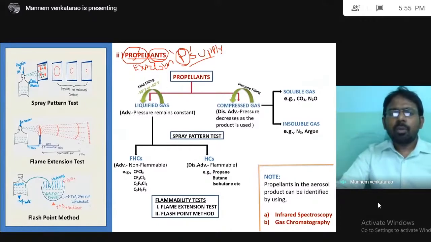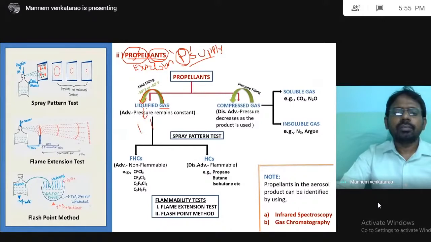Next, these propellants are available in the market in two types: one is liquefied gases, another is compressed gas. The function is only one, to provide the pressure. Why do they exist as liquefied gas and compressed gases? These two differ only in how the propellants are filled into the container. First, the gas is converted to liquid, and this liquid is poured into the container. That is what is called liquefied gases.